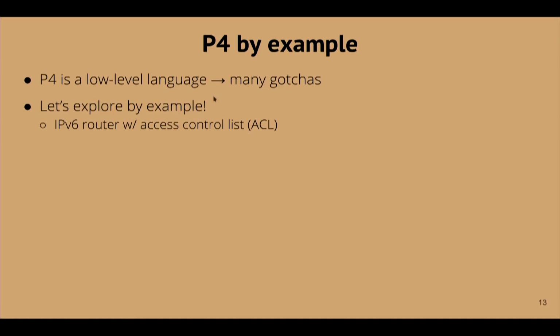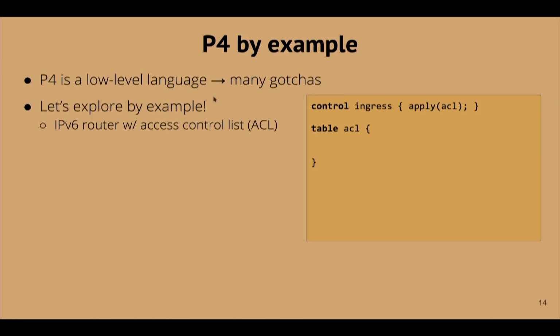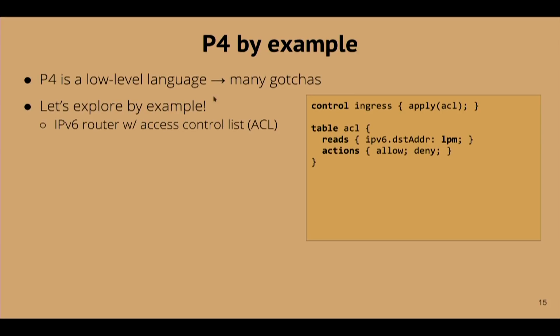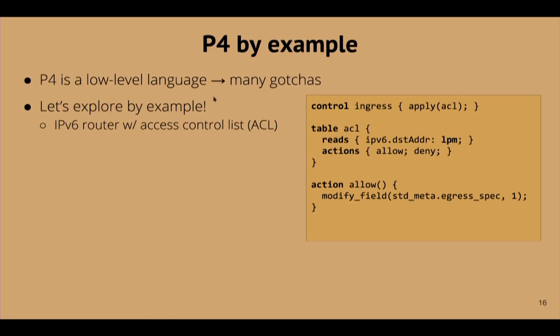Now, P4 is a low-level language, and like any low-level language, there are lots of gotchas that you need to consider when writing a program. So let's explore some of these by example. So imagine we were writing an IPv6 router with an access control list, or an ACL. First, in the ingress control, we apply the ACL table. The table reads the IPv6 destination address, and depending on the address, we either allow or deny the packet. We allow the packet by setting the egress port, and we deny the packet by dropping it.